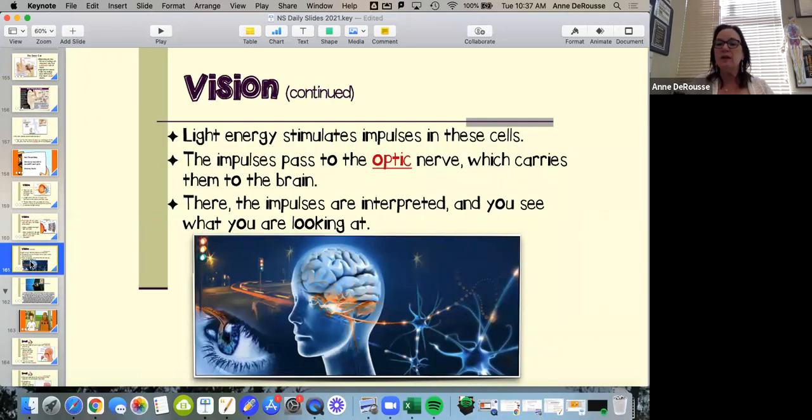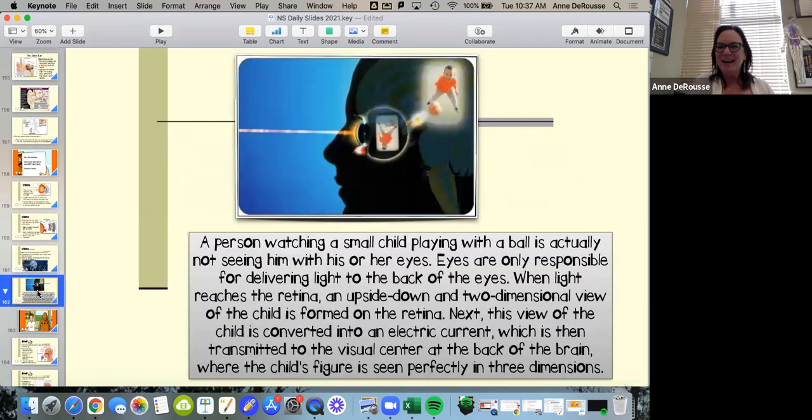So the impulses then pass to the optic nerve, which takes it to the brain. There your impulse is interpreted, and you see what you're looking at. And it's interesting, I think, that really the image that's going to your brain is upside down, and your brain knows to interpret it flipped upside down. So then it's seen perfectly. It's amazing. We're going to talk later at the end of this about how optical illusions work.